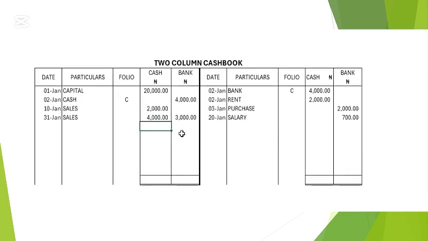So now let's balance this account. Balance one for the cash column, then balance the column for bank. Let's start with the cash. Debit side of cash is how much? Let's add 20,000 plus 2,000 plus 4,000, which is 26,000 naira. Let's write it down somewhere.